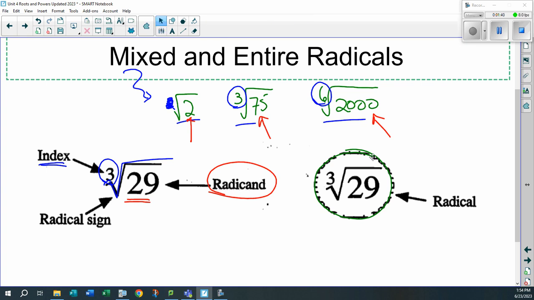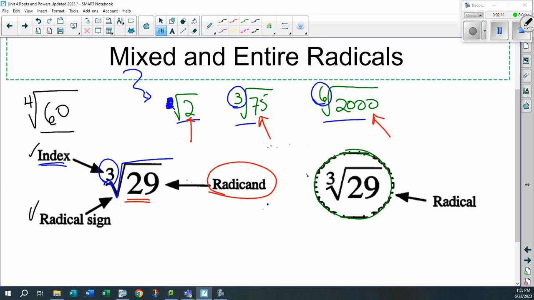Now, I know what you're saying: sir, are we ever going to get a question on something like this? Absolutely, you will. This is a huge teacher favorite. They're going to give you a written question saying, write for me a radical that has an index of 4 and a radicand of 60. There you go. See how important it is to know these particular words.